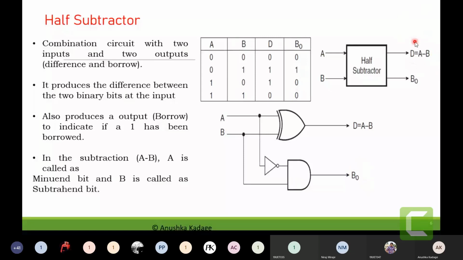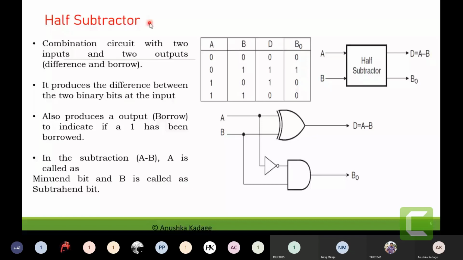In these operations of subtraction, the term which is going to get subtracted is said to be the subtrahend, and the term from which the element is going to be subtracted is said to be the minuend. So these are the verbal parameter specifications for the subtrahend, minuend, borrow, and the related truth table specification and gate implementation for the combinational logic circuit of this half subtractor.